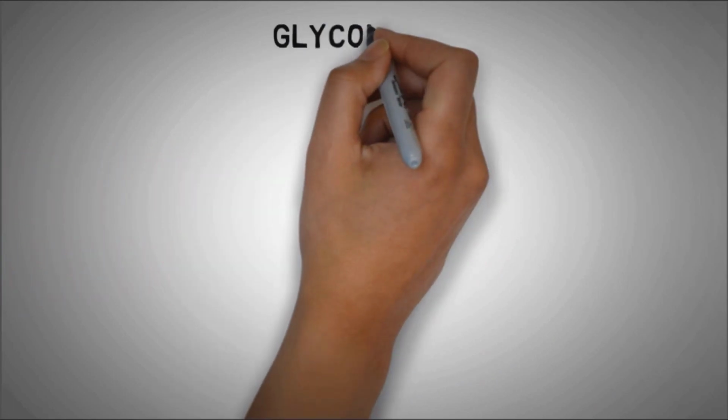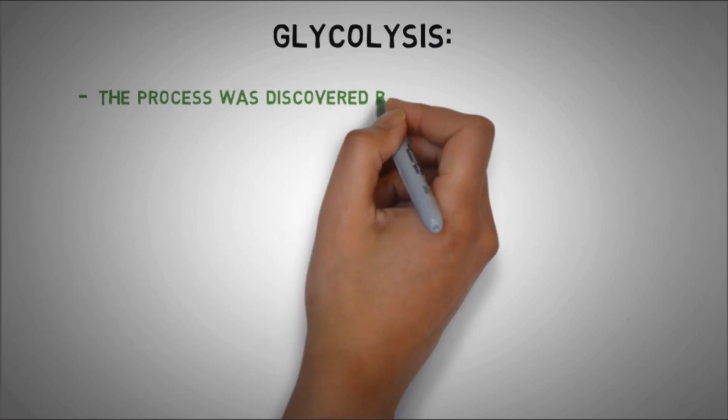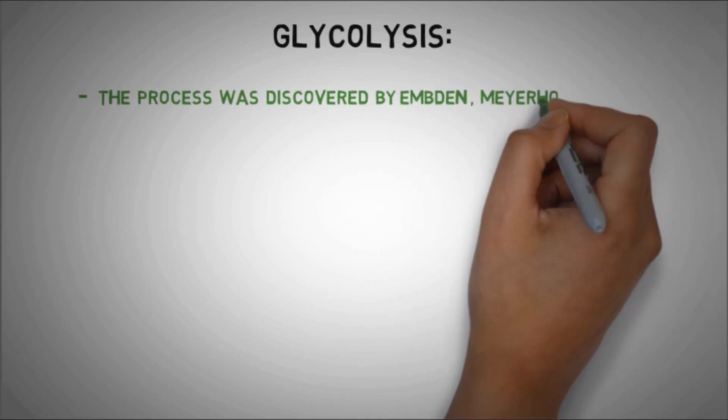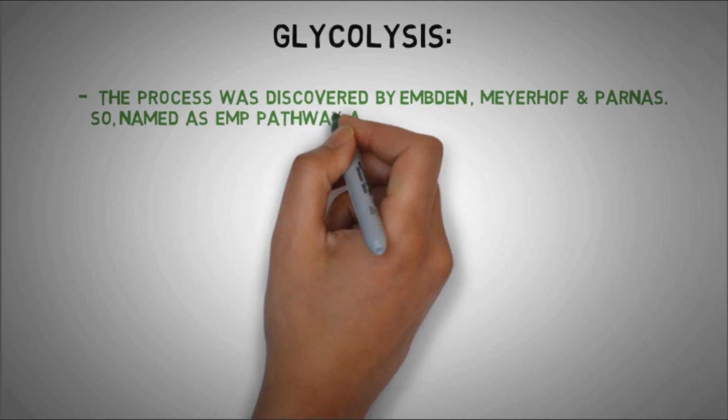Hello, today we are discussing the topic glycolysis. The process of glycolysis was discovered by three scientists, named Embden, Meyerhof, and Parnas, so it is also called the EMP pathway.